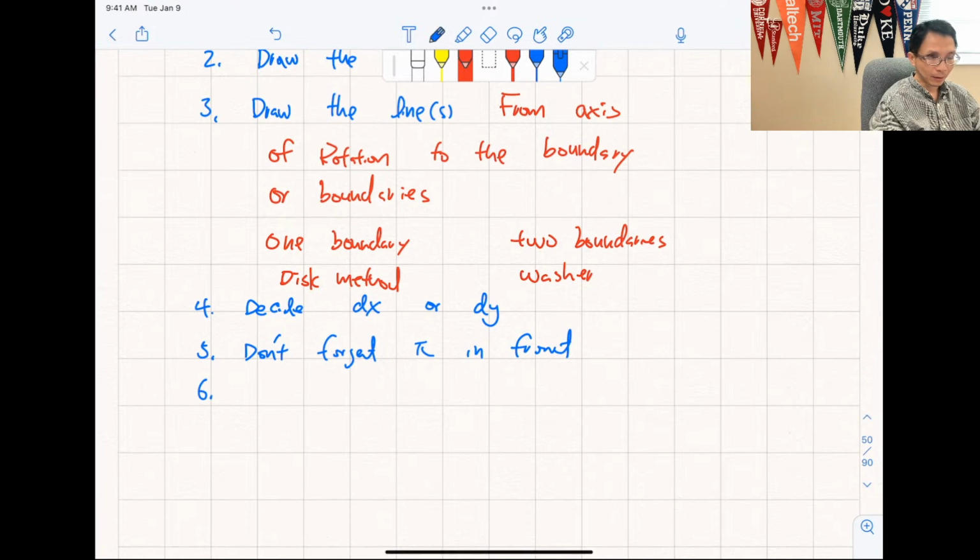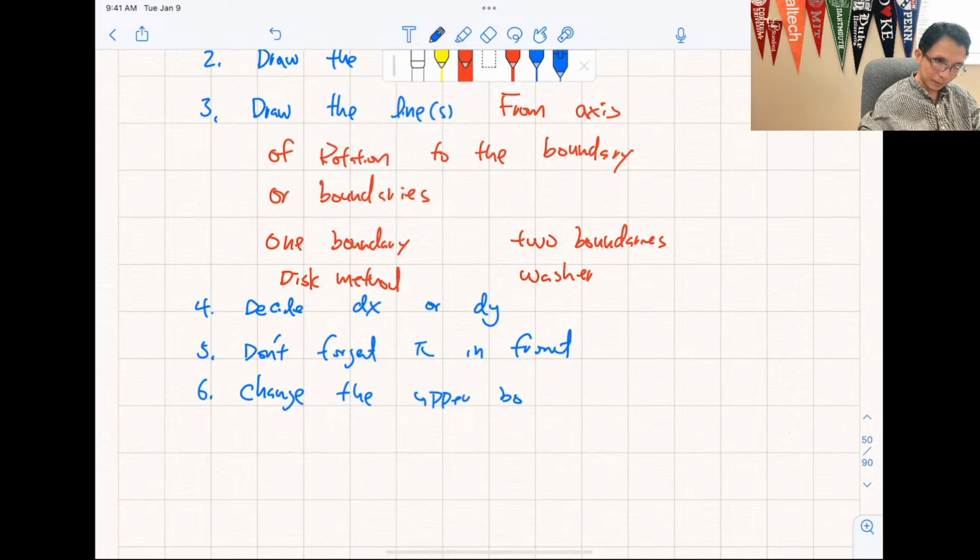6. Don't forget, change the boundary accordingly. Upper bound and lower bound accordingly. I mean the integrals, right?